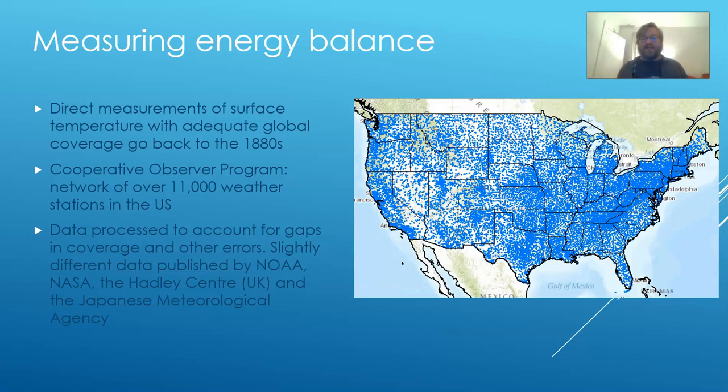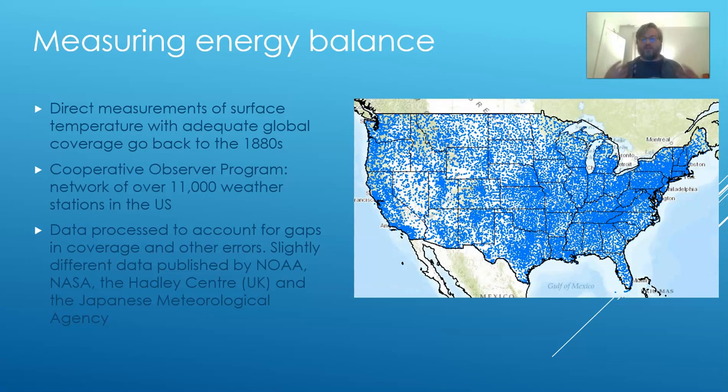But we want data on the average surface temperature for the entire Earth. That's a much bigger challenge to put together. You can't measure that with a single thermometer. What we need to do is take measurements from a huge number of different places and average them together.